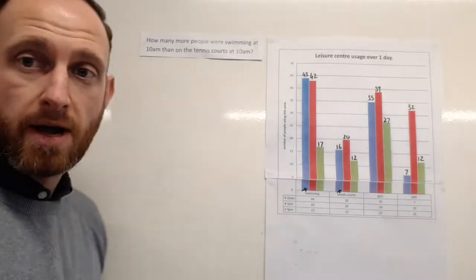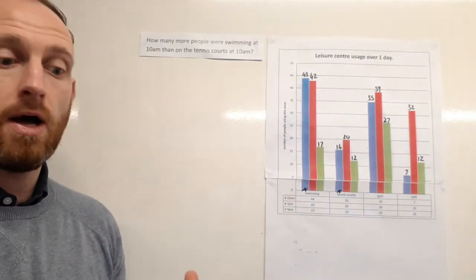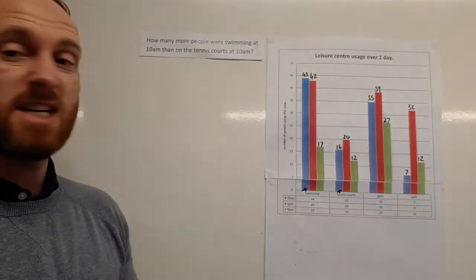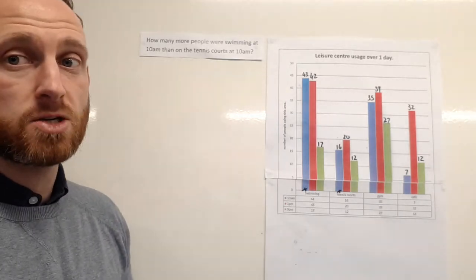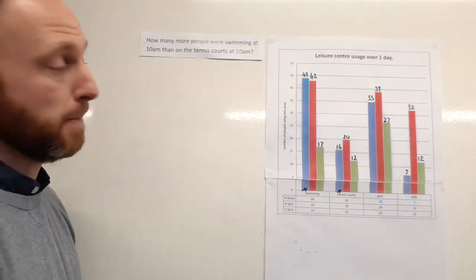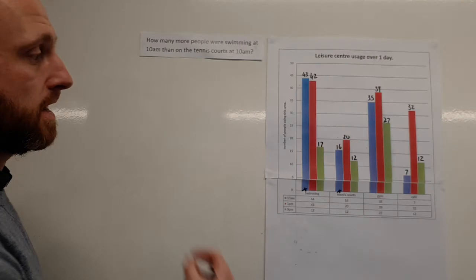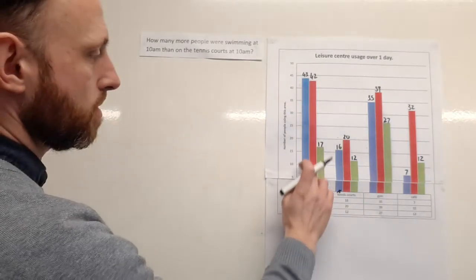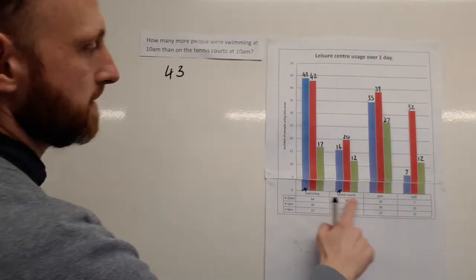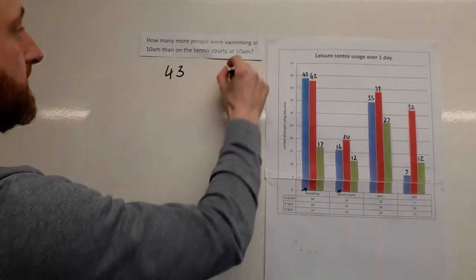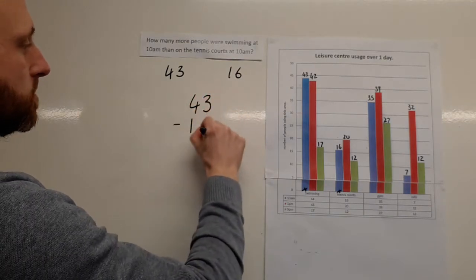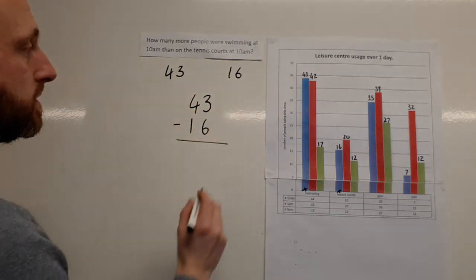How many more? Now, if you remember at the start, I said how many more? That's a difference question. And when we calculate difference, we're calculating the difference between two numbers. And the easiest way to calculate that, often, not always, but most of the time, especially when we're working on year 5 maths, is to take the largest amount. So the swimming pool at 10 a.m. was 43 people, and the tennis courts at 10 a.m. were 16 people. So what we do is we simply subtract the smaller amount from the larger amount, and that will tell us the difference between.